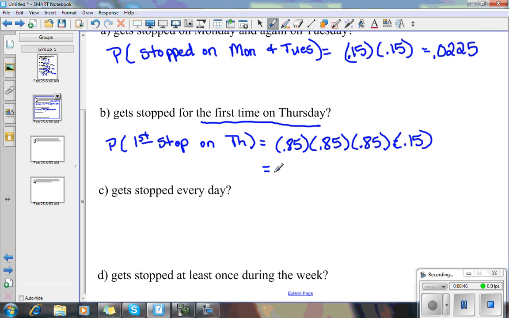So we're going to multiply this out. And if you do that, you should get 0.0921. And you might want to verify these. I've got my calculator handy. I'm not showing you that part, but that's what you would get there.